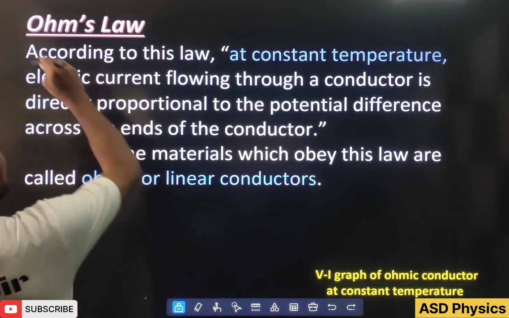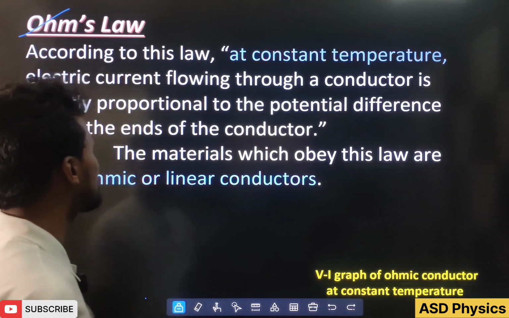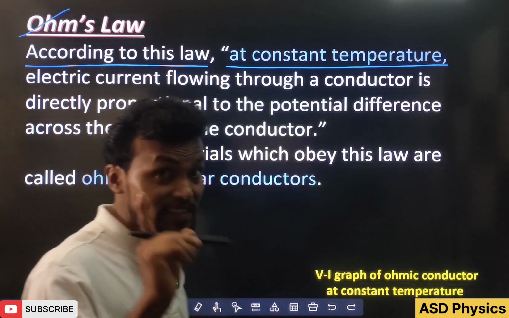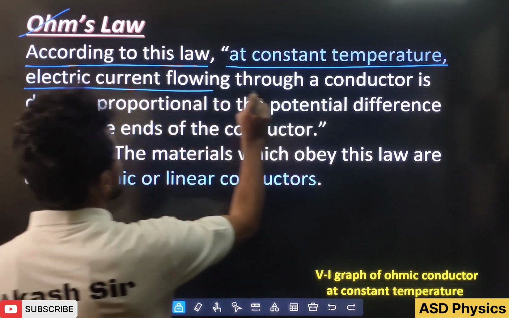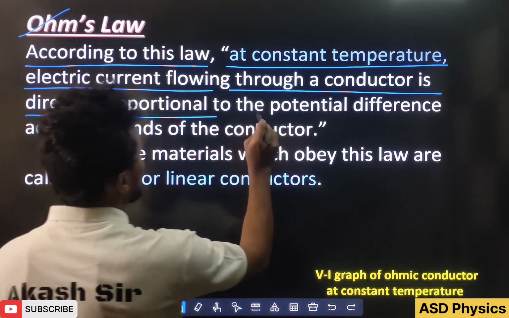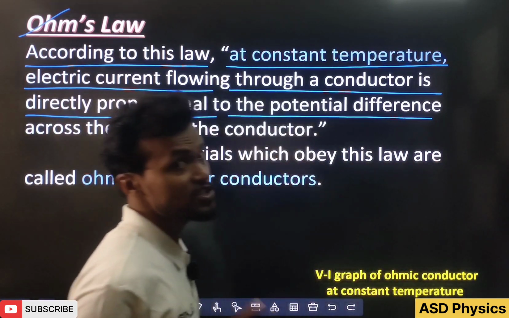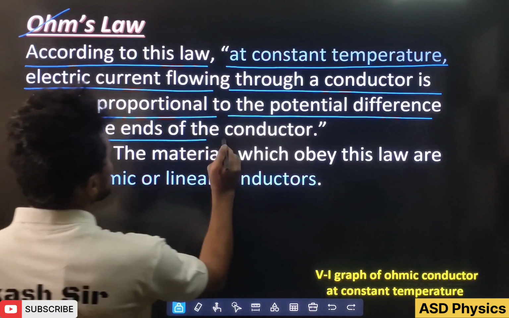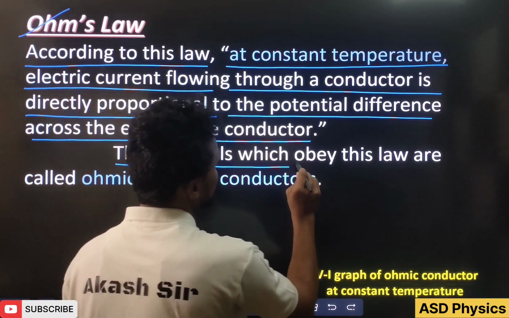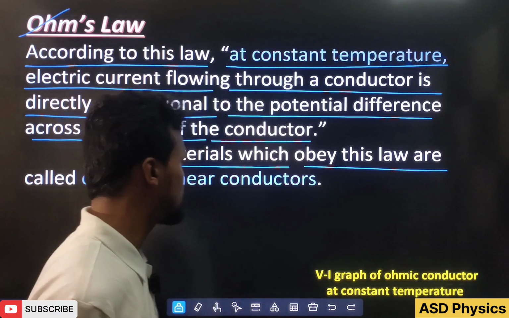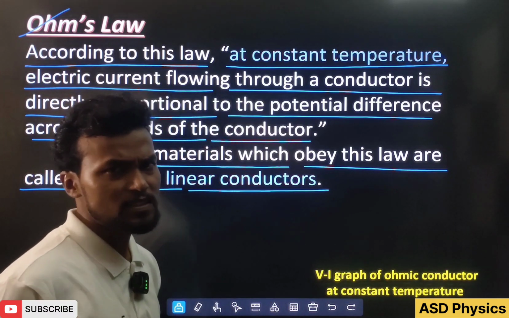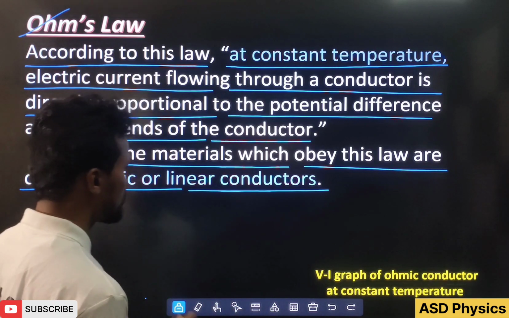Okay, so this is a very common law, Ohm's law. Let's see it very easily. According to this law, at constant temperature, the electric current flowing through a conductor is directly proportional to the potential difference across the ends of the conductor. And the materials which obey this law, that means Ohm's law, are called ohmic or linear conductors. Very simple, V is directly proportional to I.